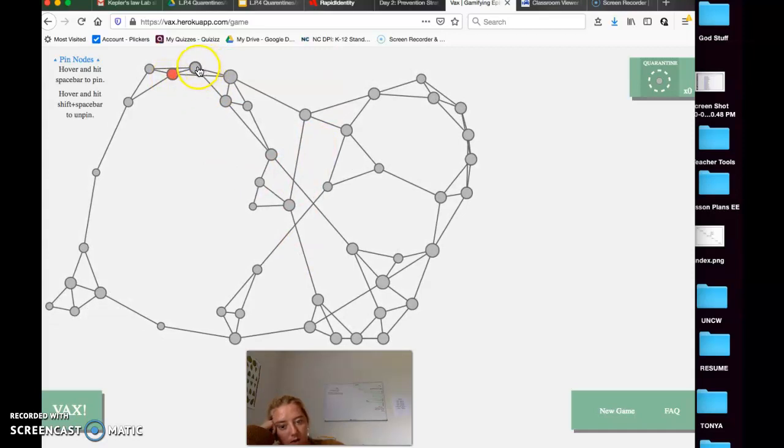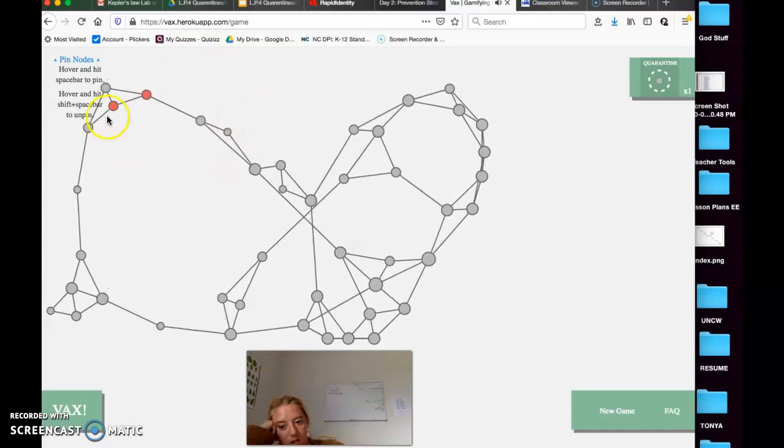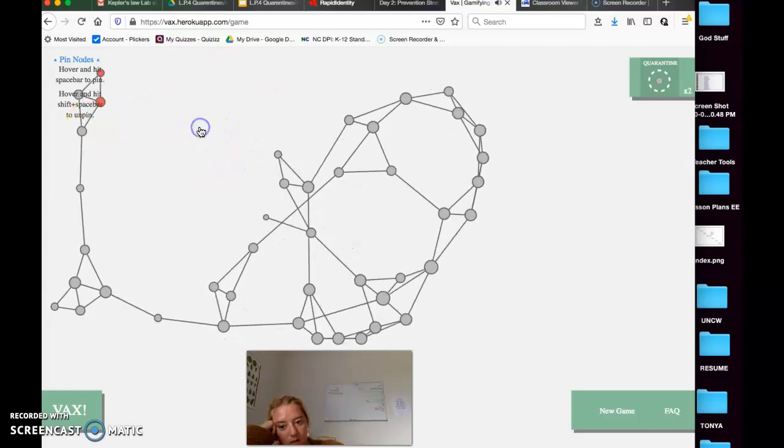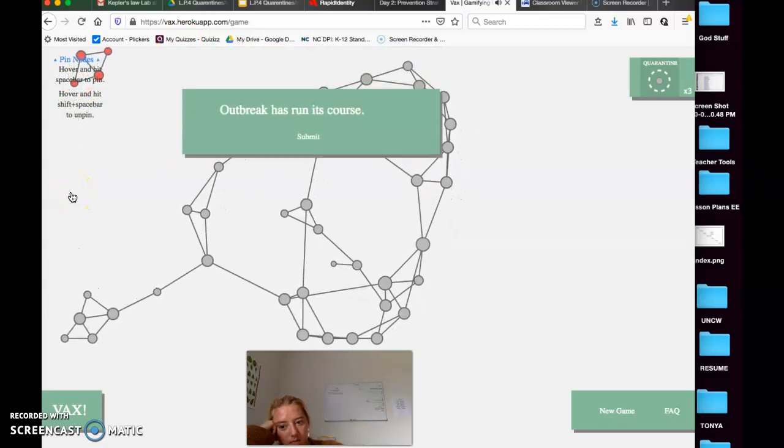Okay, now the red one stands for an outbreak has been detected. Now you're going to click on individuals to quarantine so that the disease doesn't spread to the general population. So maybe I want to quarantine this guy because he's near the red one, so I'm going to quarantine him, and our connections decrease. So now maybe I'm going to quarantine this guy. And now maybe I'm going to quarantine this guy.